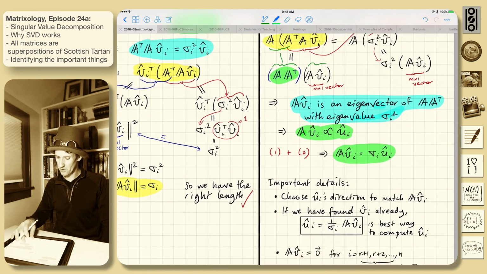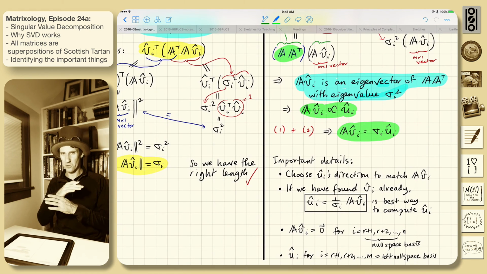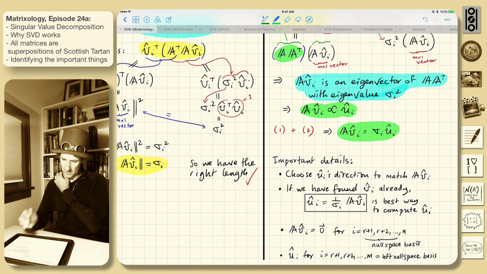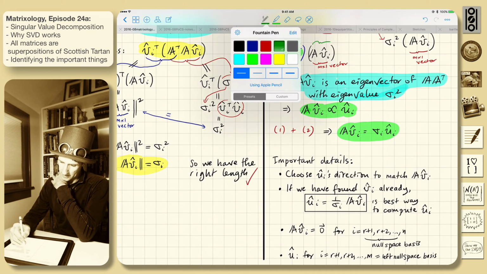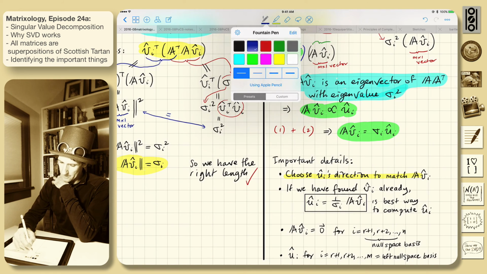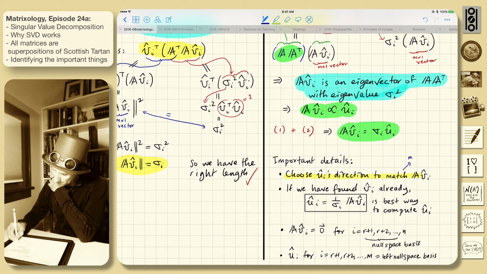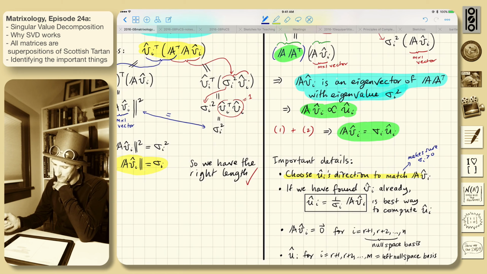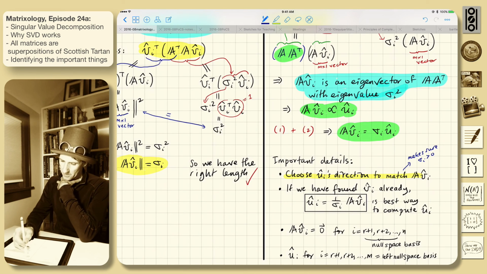And there's a couple of details here. One is we have to choose U's direction. Once we've normalized, we have two choices: we can go this way or this way. We have to choose the direction to match AVi, so we have to be a little careful with that. So that's this first statement here. There is a slight freedom that we fix up because we want the sigmas. This makes sure sigma i is greater than 0.